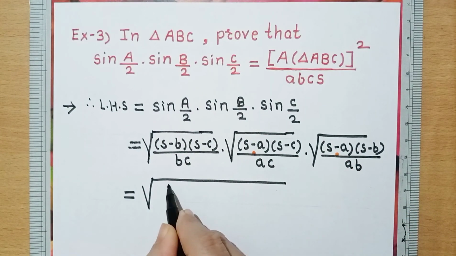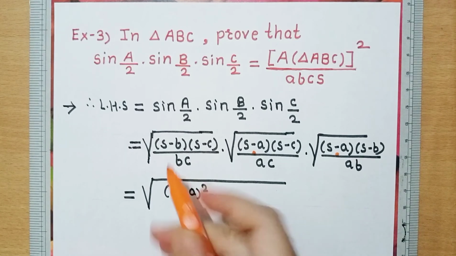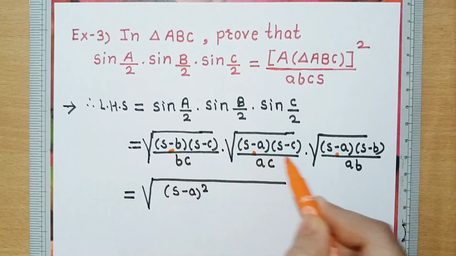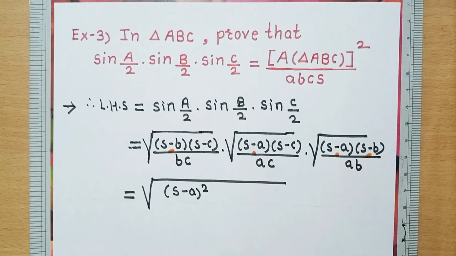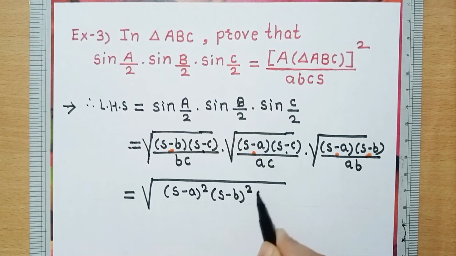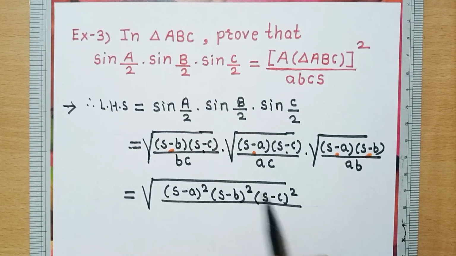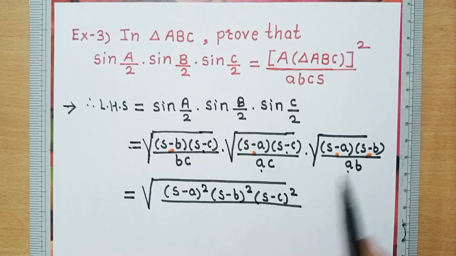So we will write here S minus A bracket square. Again this S minus B, and here S minus B 2 times. So S minus B bracket square. Again S minus C, and here S minus C 2 times. So S minus C bracket square. In the denominator A 2 times, so A square, B square, C square.